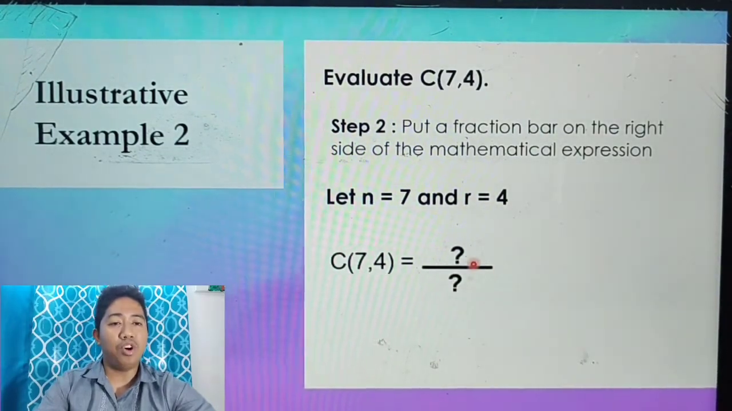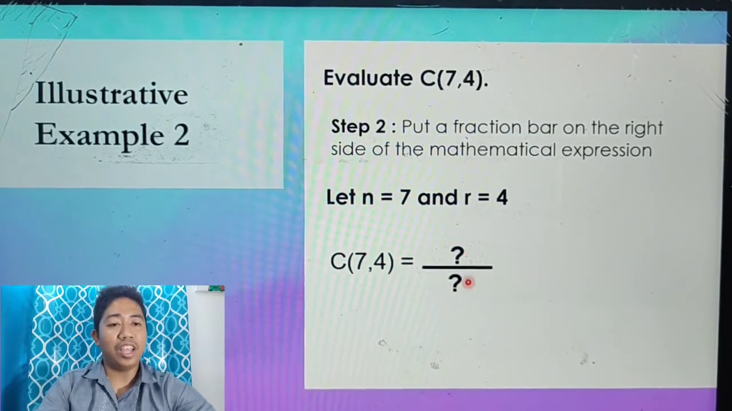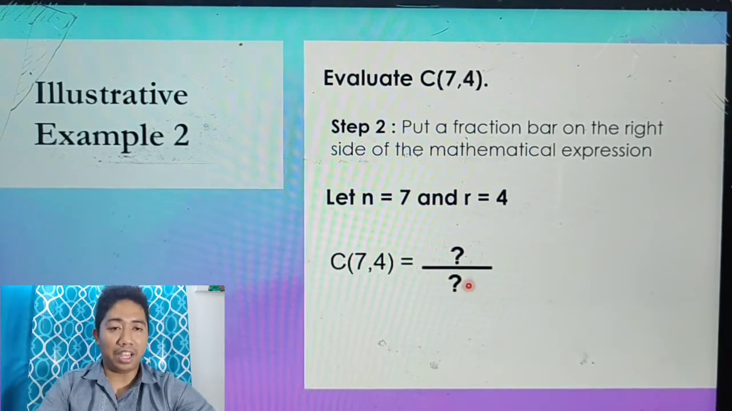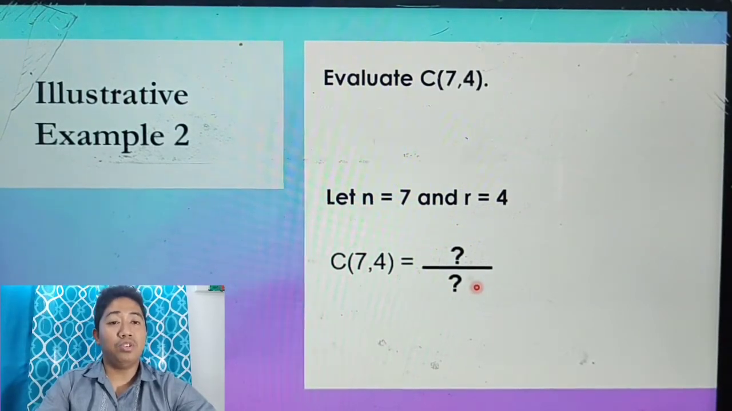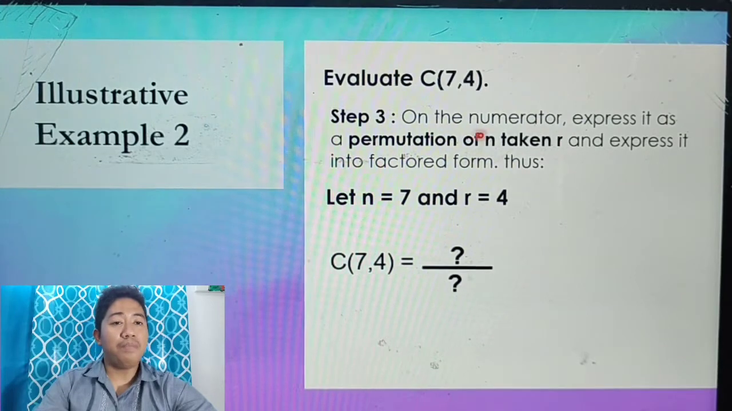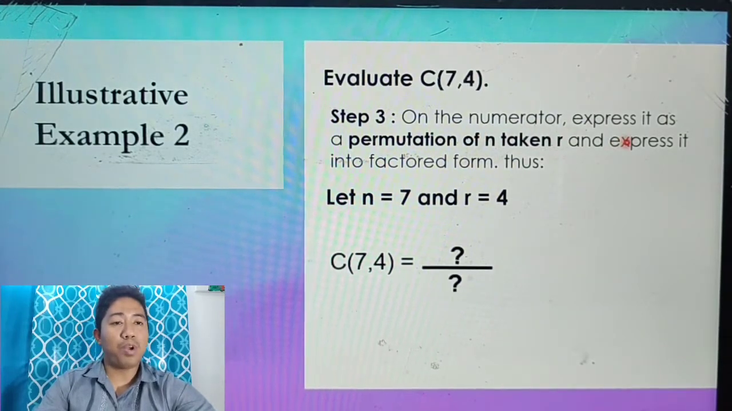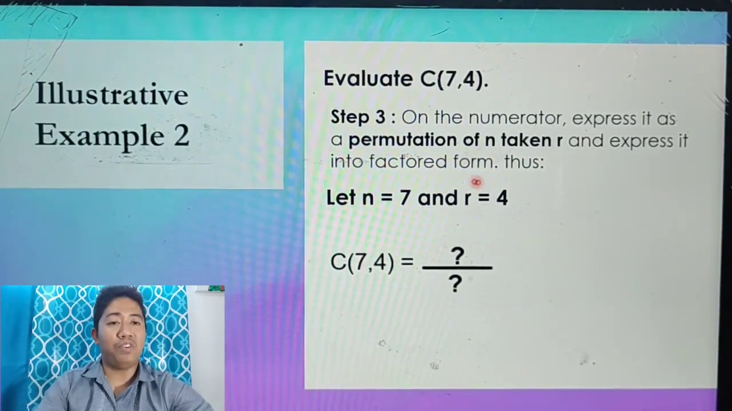And we put the unknown first on the numerator and on the denominator. So we put a question mark first. The next step is, on the numerator, we express it as a permutation of n taken r at a time and express it in factor form.